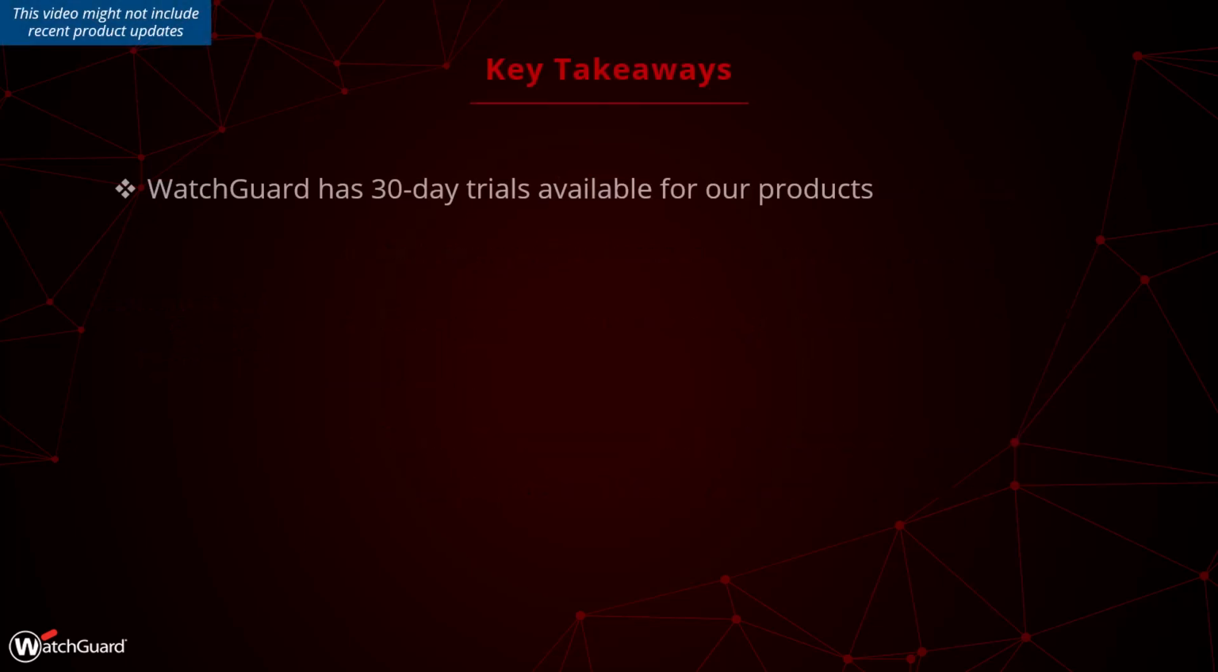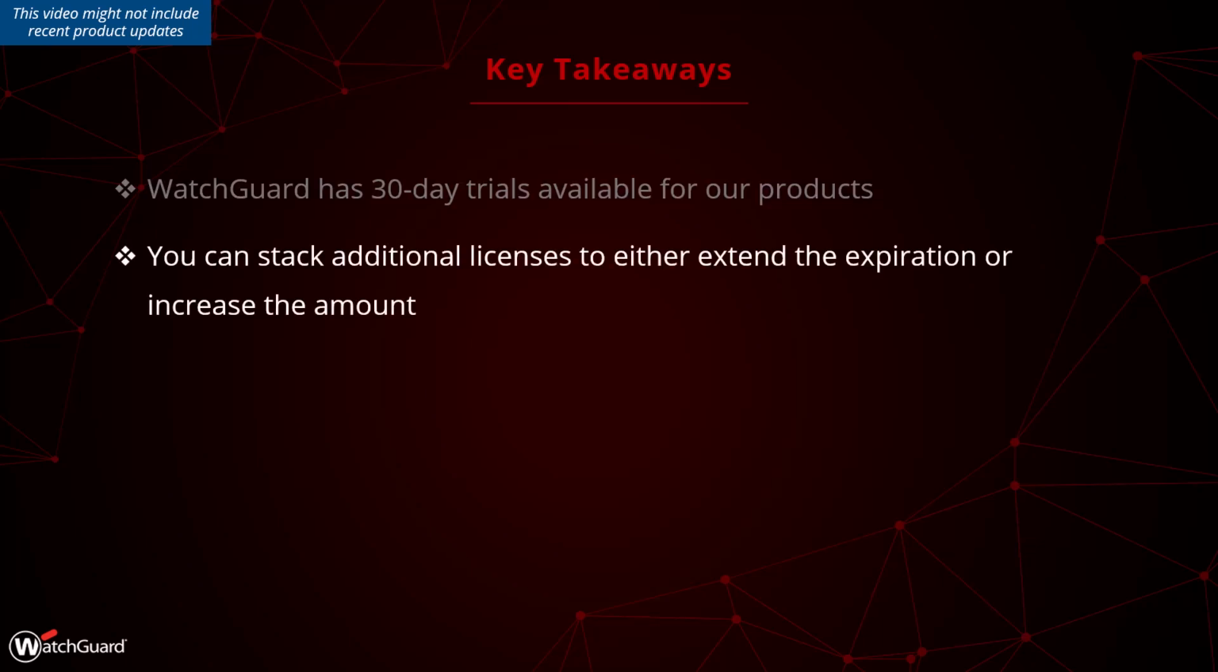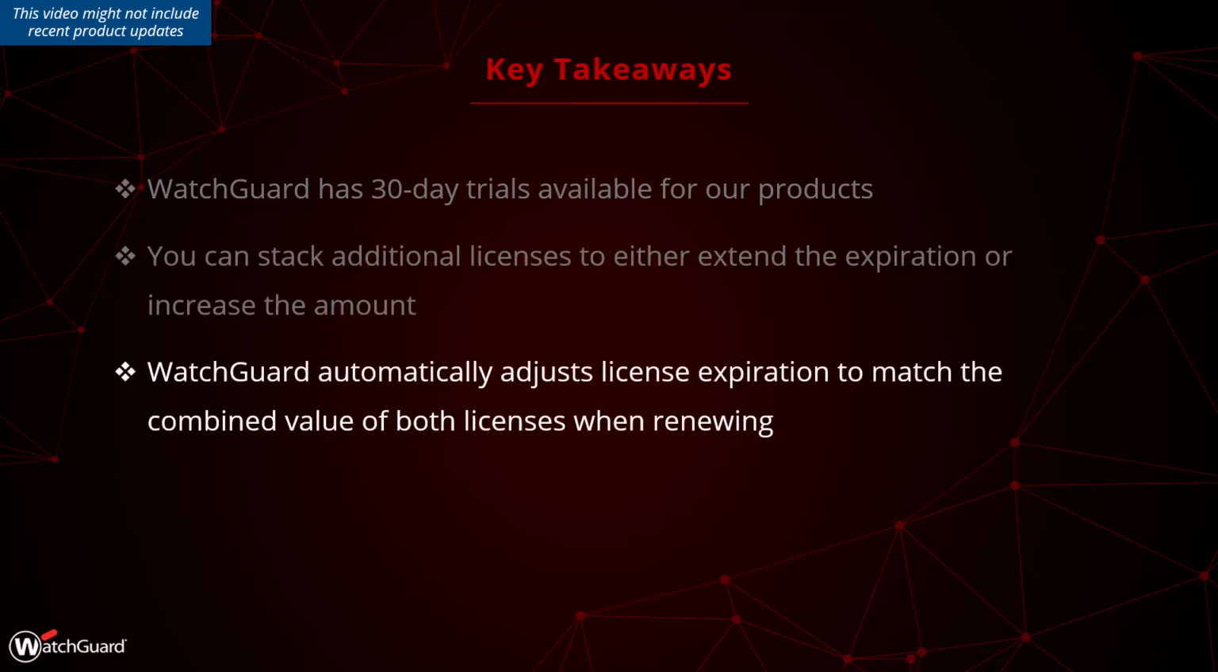In summary, WatchGuard offers trials and a few different options for how you purchase and use licenses. When renewing licenses for a product, you can either choose to combine or extend the licenses to control how they are consumed. WatchGuard will automatically adjust the license expiration when renewing to match the remaining value of both licenses. For more information, check the WatchGuard technical search.